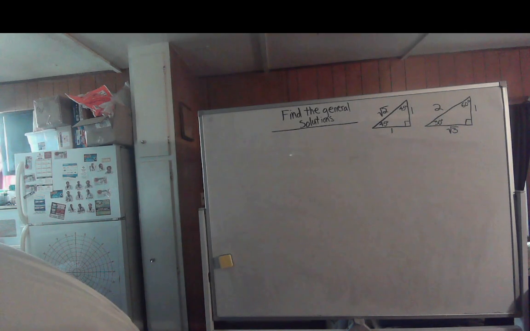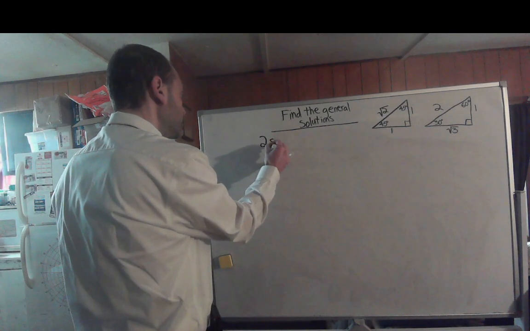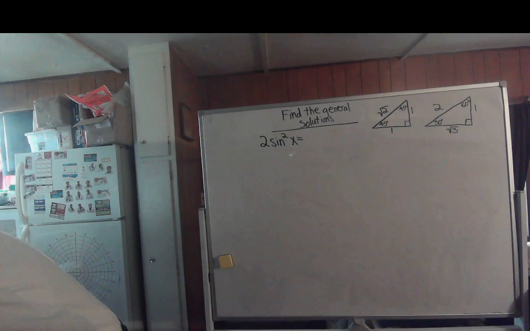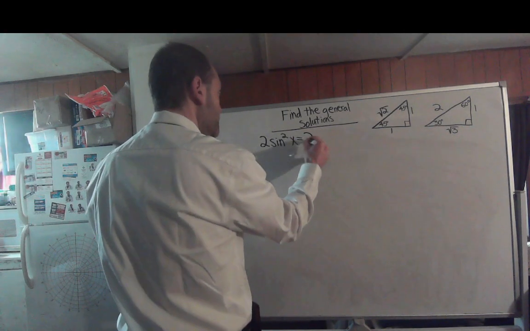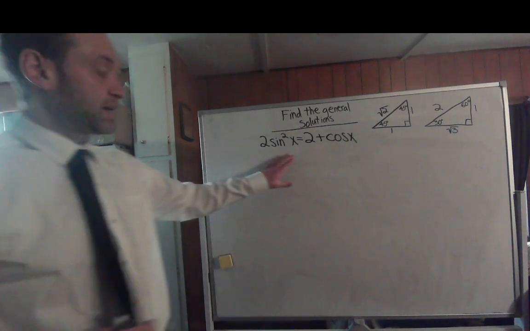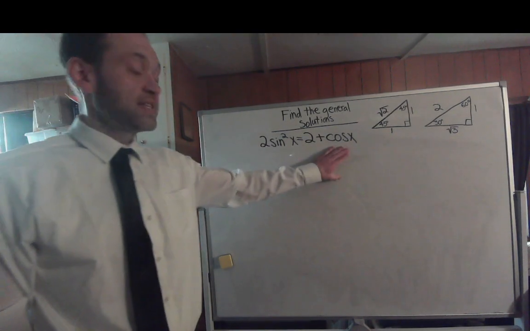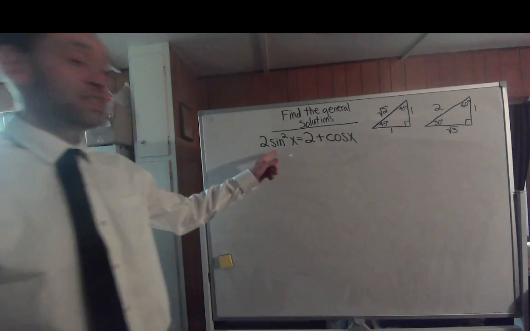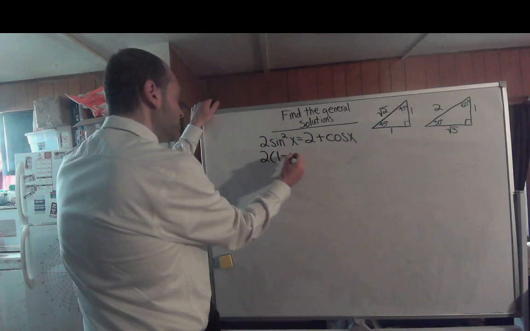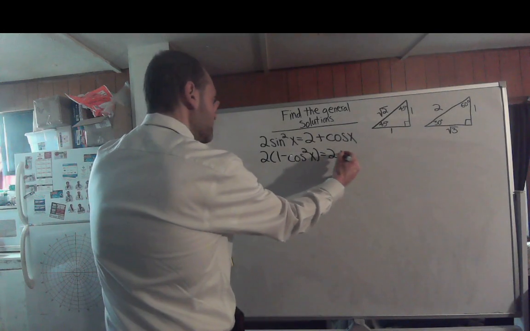All right, so we have 2 sine squared of x is equal to 2 plus the cosine of x. 2 sine squared of x equals 2 plus the cosine of x. Well, your sine is squared, your cosine's linear. I'm definitely going to suggest we convert that sine squared into terms of cosine. So this would be the same as 2 times 1 minus the cosine squared of x equals 2 plus the cosine of x.